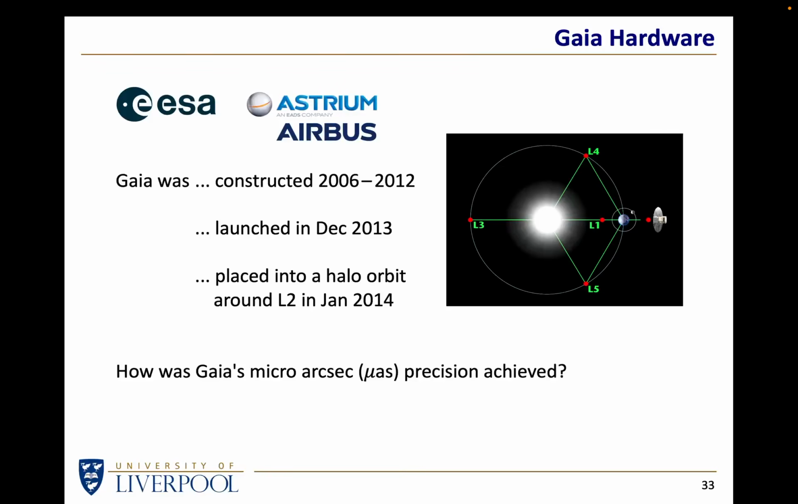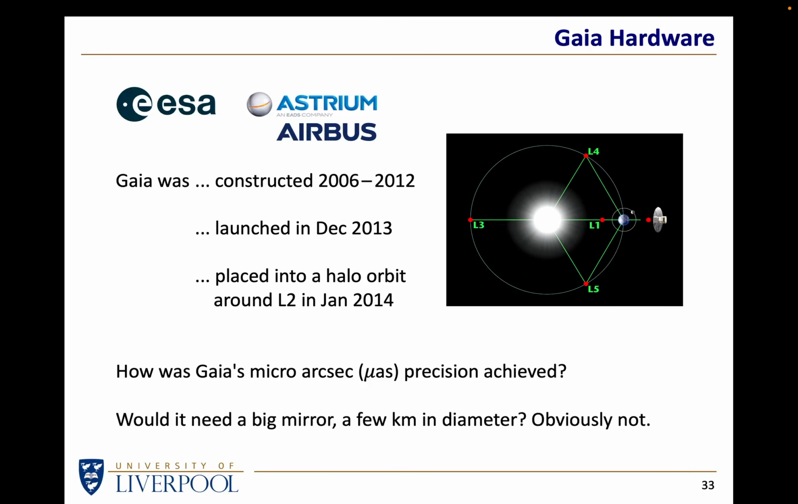Coming back to the deployment, okay, we've got it to L2, it's in orbit. How does it actually achieve micro arc-second precision? You could argue that large mirrors give you high angular precision through diffraction effects. So do you need mirrors that are substantially bigger than the Hubble? If you want a precision 100 times better than Hubble, do you need a mirror 100 times bigger? Not quite a few meters, but a few kilometers.